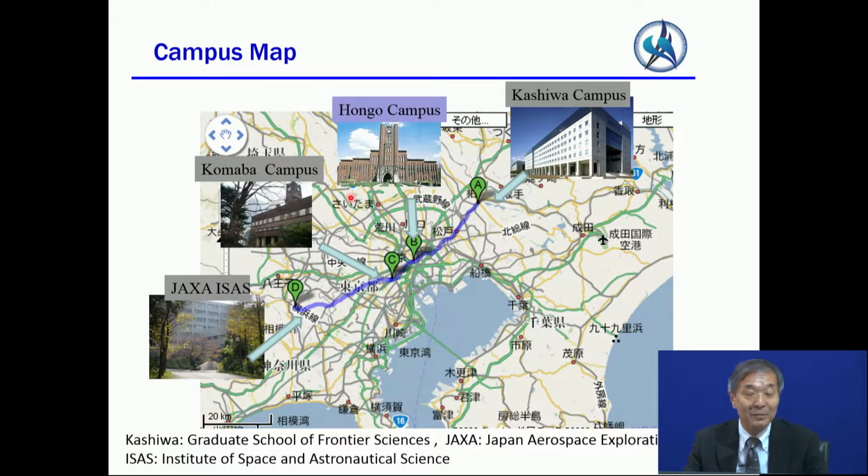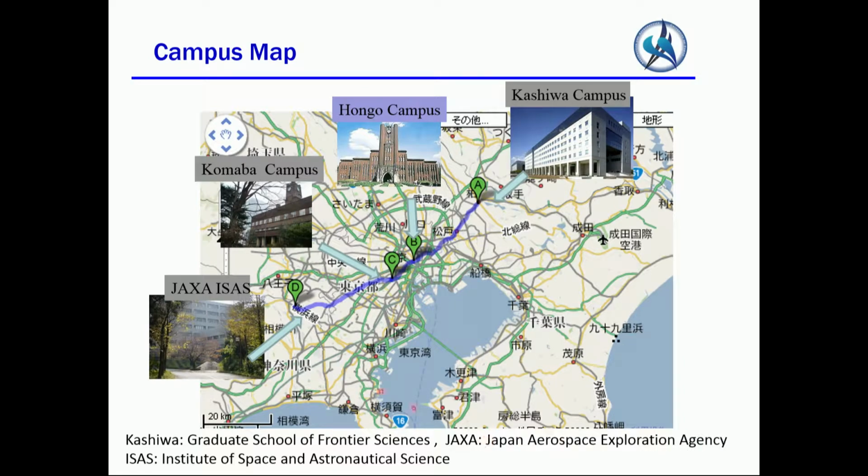But in our Department of Aeronautics and Astronautics, we have collaborative professors from JAXA ISAS. JAXA is the Japan Aerospace Exploration Agency. It's a counterpart of NASA in the United States. They have several branches, but ISAS is the Institute of Space and Astronautical Science. It's a very famous institute.